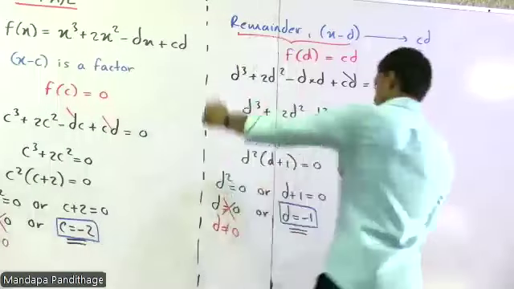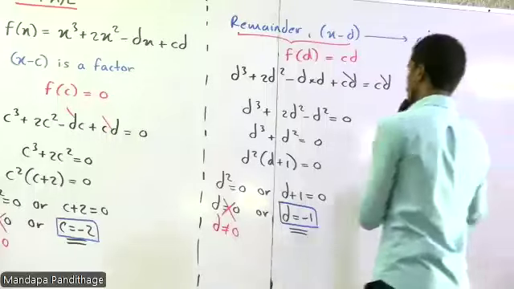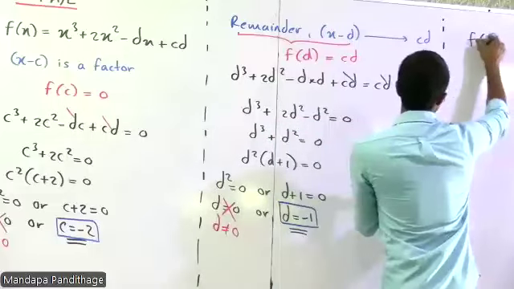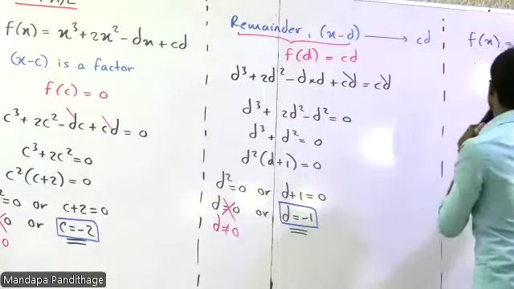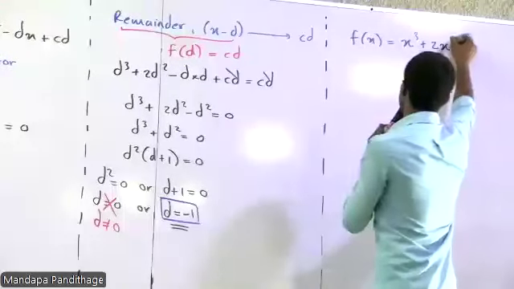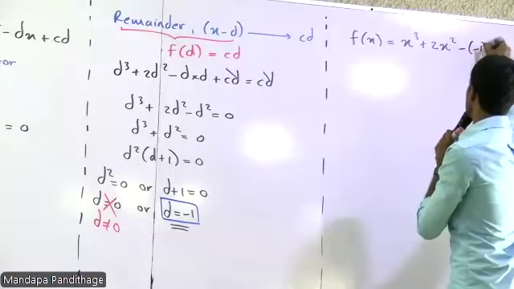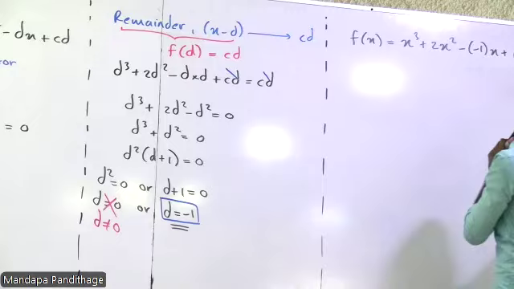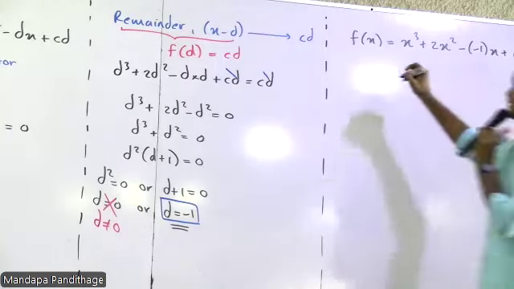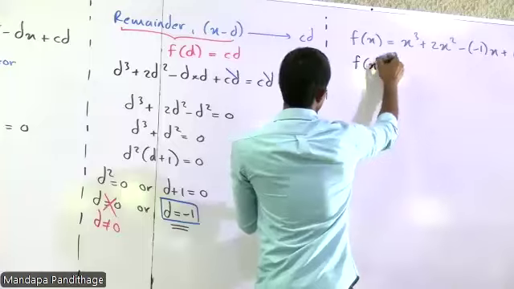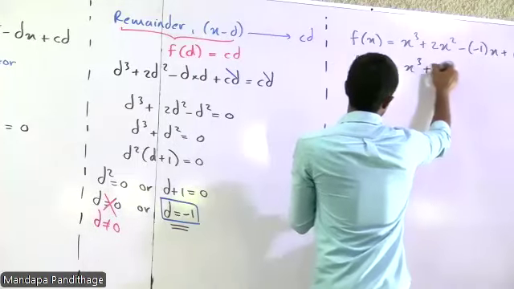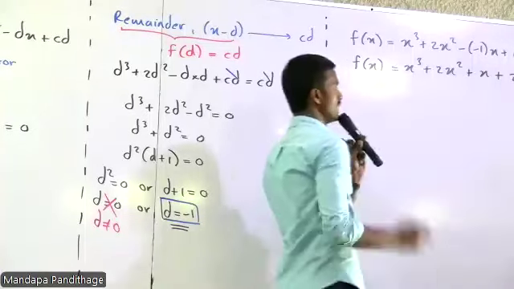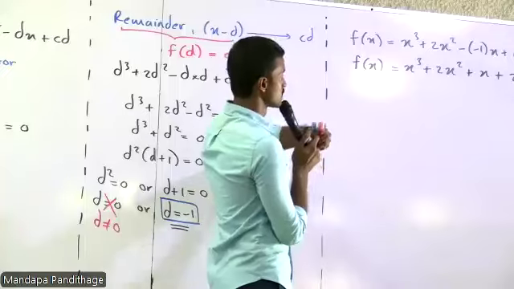Same thing, same drill. Same question, identical question, only the values are different. And now what is f(x)? What is f(x)? It's x cubed plus 2x squared minus d, which is minus 1, and cd is minus 2 minus 1. When you simplify this, f(x) is x cubed plus 2x squared plus x plus 2. Now you have to find the remainder when divided by (x plus 2) squared.